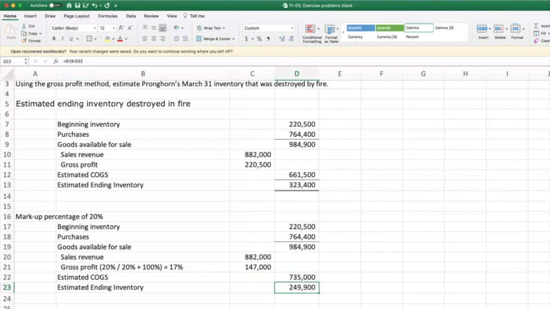That pretty much wraps up working through this problem on calculating ending inventory using the gross profit method, whether we're given the gross profit percentage or the markup percentage.